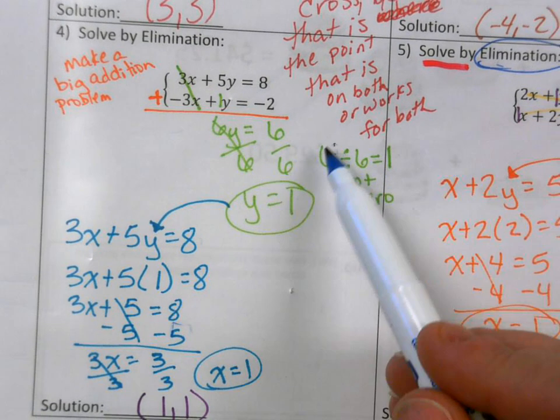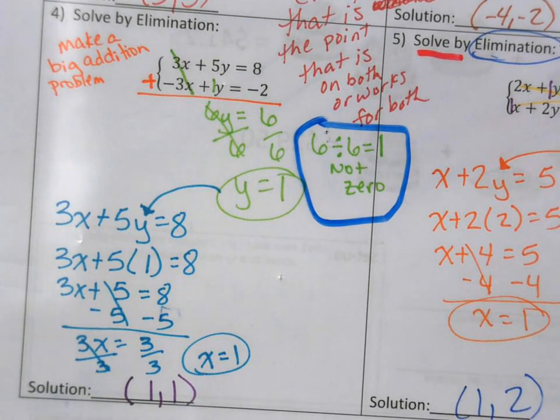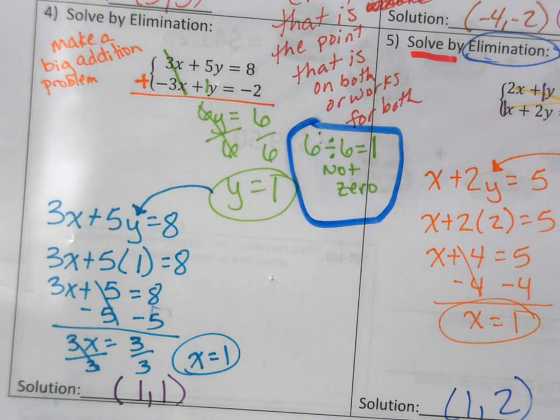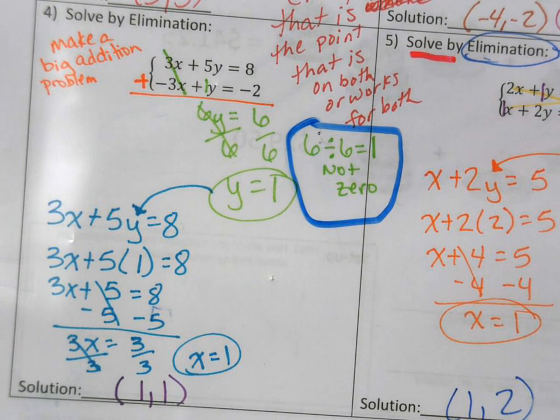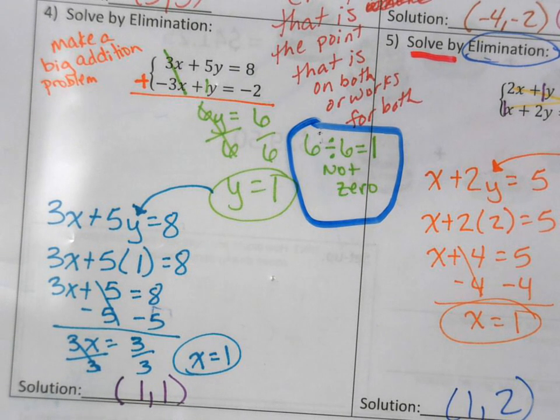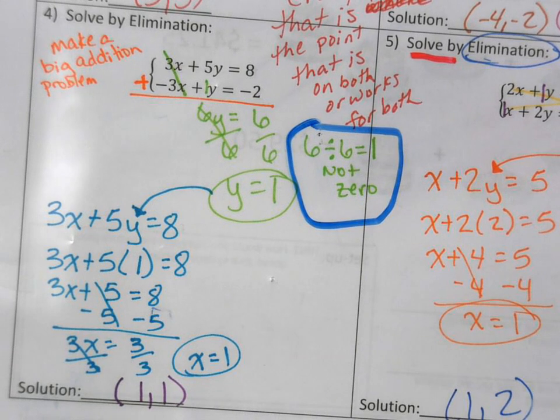Okay, here's the mistake that I kept seeing on lots of papers. 6 divided by 6 is not 0. 6 divided by 6 is 1. Okay, subtracting, we're canceling out 0 pairs. If you're canceling by addition and subtraction, then it's 0. If you're canceling by division, it's 1. You can't divide by something to get 0 unless you have a 0 on top.